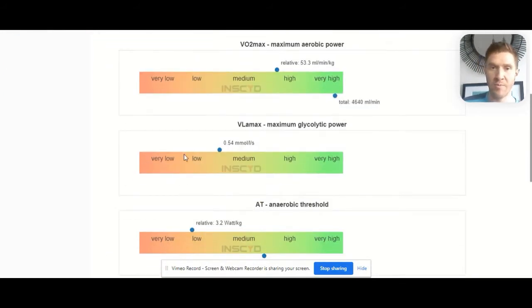The one that I haven't really spoken about before is your VLA max, or your maximum glycolytic power. Essentially, what this means is how quickly you combust or use carbohydrates. Now, this is good for sprinters. A higher glycolytic rate, or your ability to use more carbs quickly, is great for sprinting.